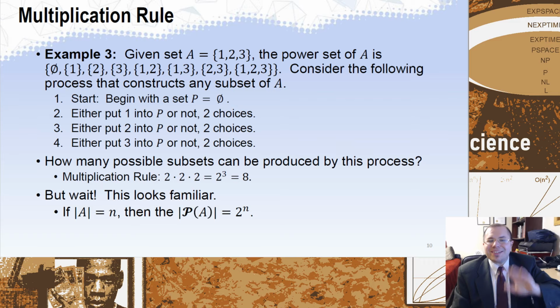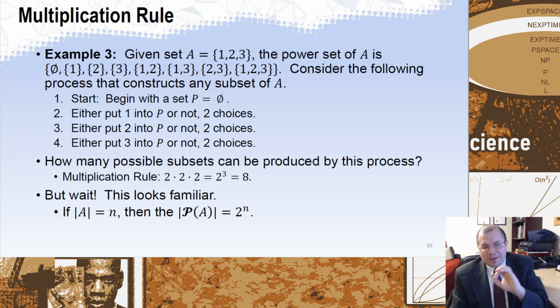So now I want you to consider the following process. And I want to show you how you can construct any subset of A, just using this decision process. So at the beginning, I'm just going to assume that the set is the empty set. So at my start, I'm just going to have the empty set.